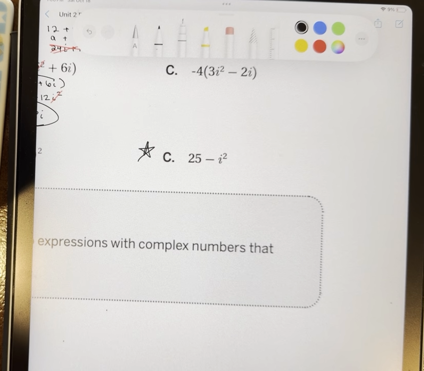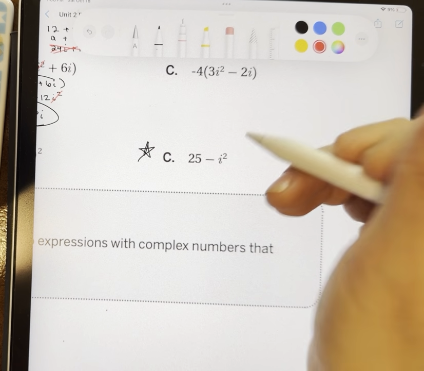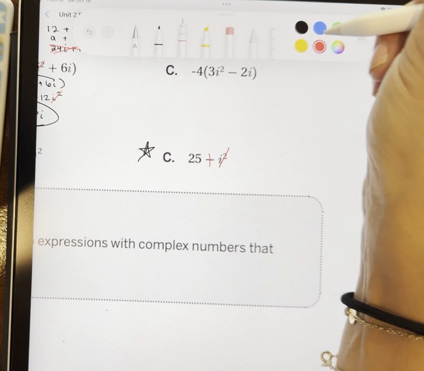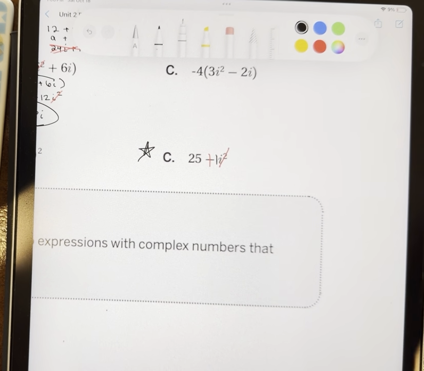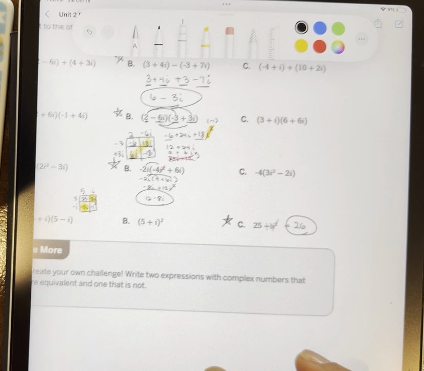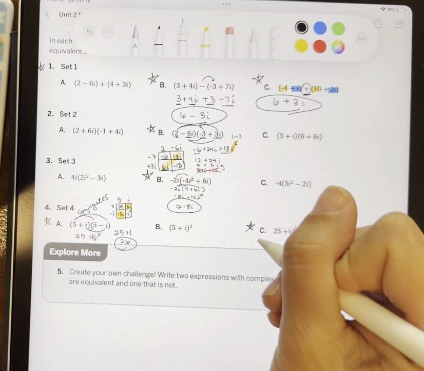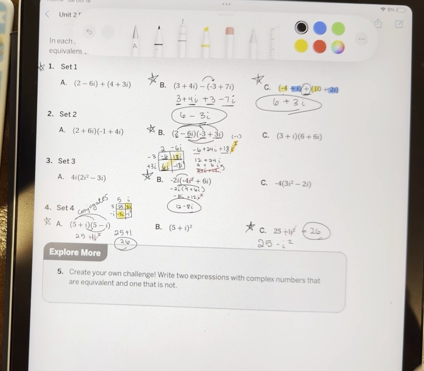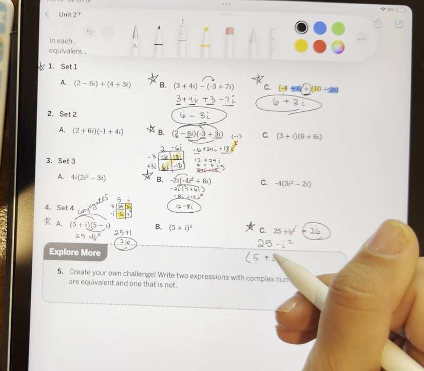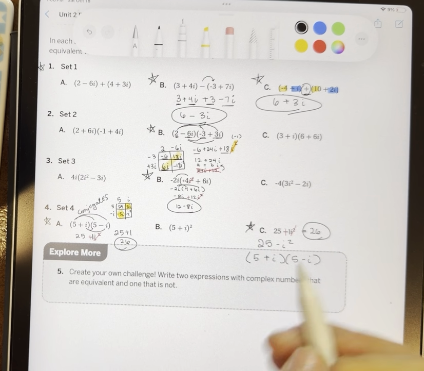And then 25 minus i squared. I'm going to do this one for you too. All you've got to do is simplify it. The i squared goes away, changes that to a plus. Don't forget the invisible 1 right there. 25 plus 1 is 26. Done. Oh, how interesting. Doesn't 25 minus i squared, isn't this a difference of squares? Wouldn't this factor to 5 plus i, 5 minus i, exactly what we had in part A? No wonder they're the same.